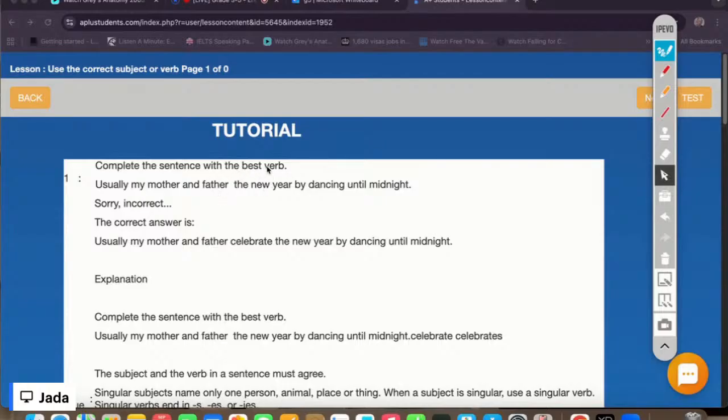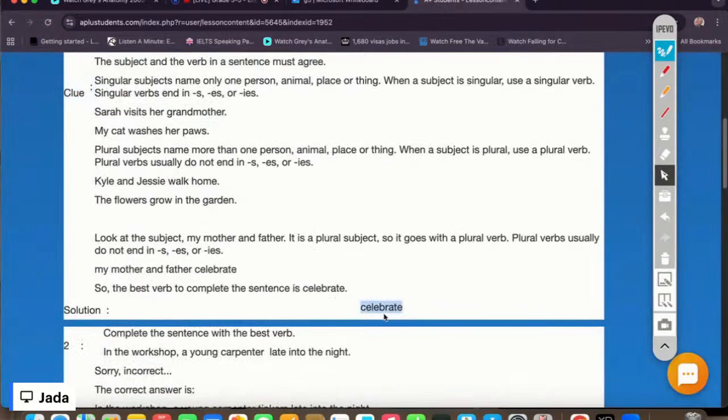So complete the sentence with the best verb. Usually my mother and father dash the new year by dancing until midnight. So usually my mother and father dash the new year. So what do we have? Celebrate. My mother and father is what? A plural subject. So the verb is going to be plural.